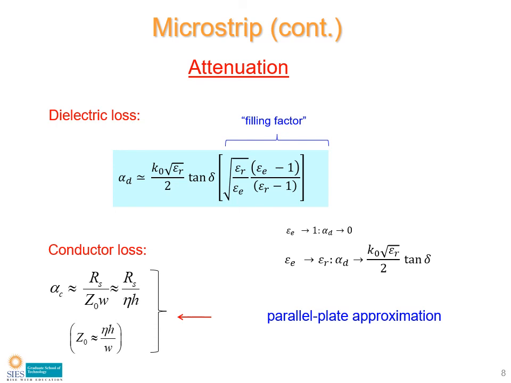When epsilon e is tending to 1, alpha d will be tending to 0. And when epsilon e is tending to epsilon r, that is, near to epsilon r, alpha d is equal to k0 under root of epsilon r upon 2 into tan delta, where tan delta is called the loss tangent. Similarly, the conductor loss is equal to Rs divided by Z0 into W, nearly equal to Rs upon eta H, and Z0 is equal to eta H upon W. Here we are using the parallel plate approximation. By using this parallel plate approximation, we can write the conductor loss.